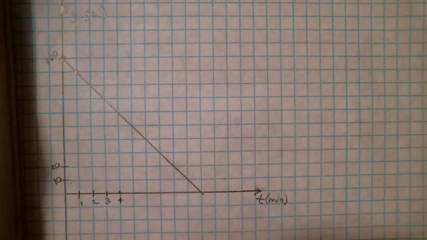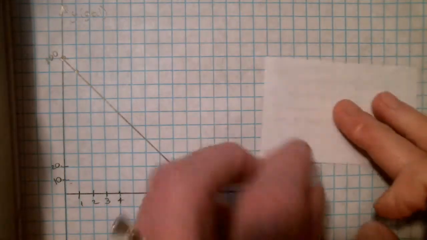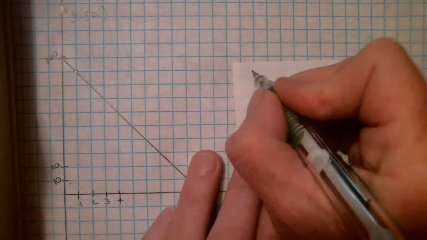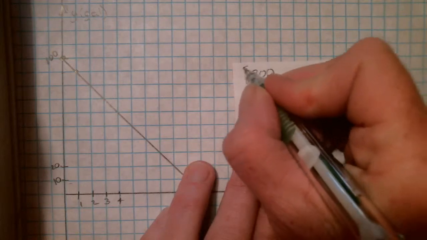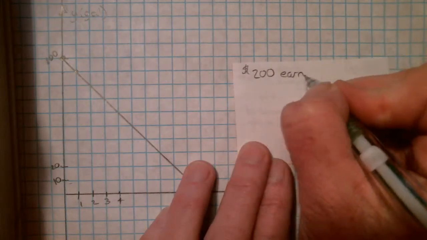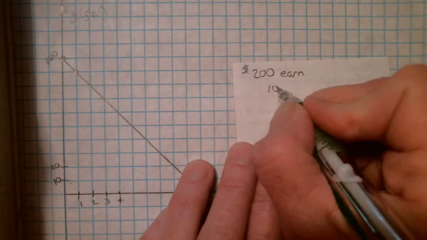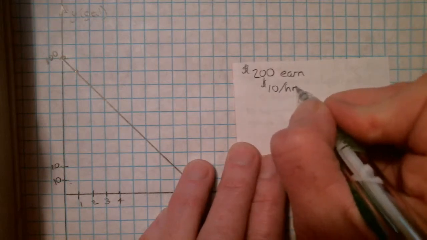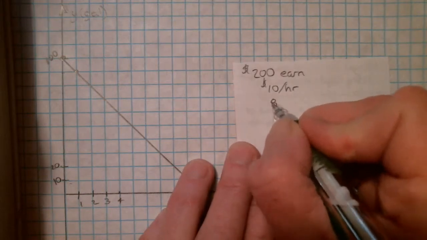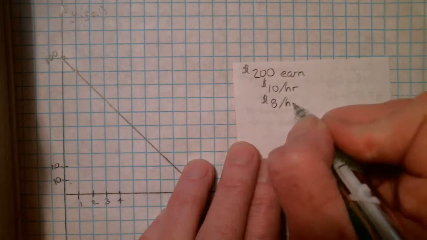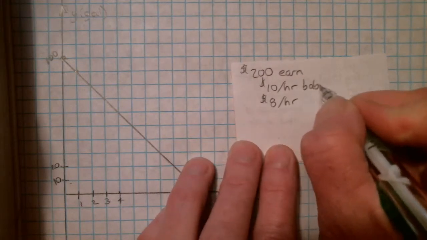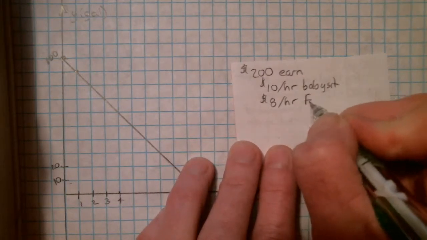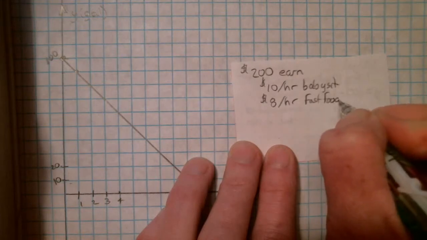Now let's graph a line in standard form. Let's suppose that you are earning money babysitting and at a fast food restaurant. You're trying to earn $200. So you can earn $10 an hour babysitting, and you can earn $8 an hour at the fast food restaurant. So this is babysitting, and this is at the fast food restaurant.